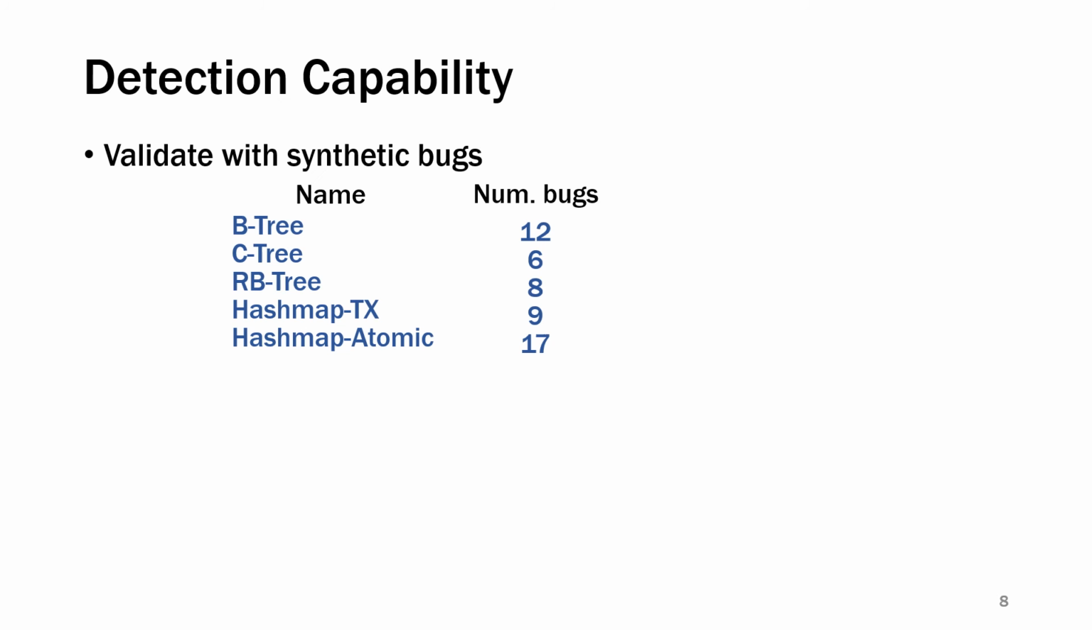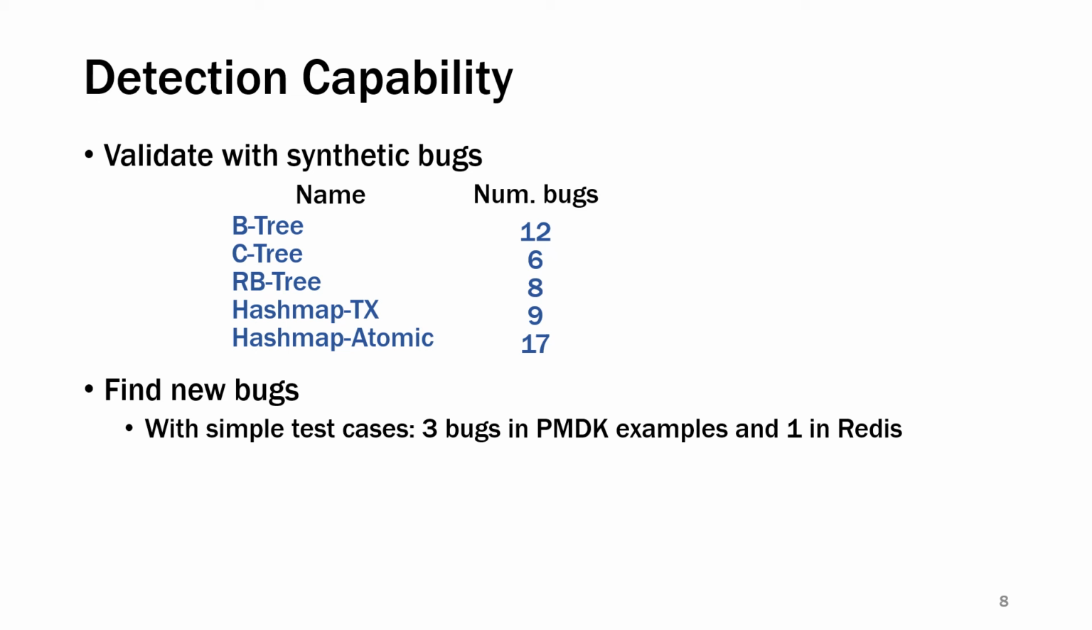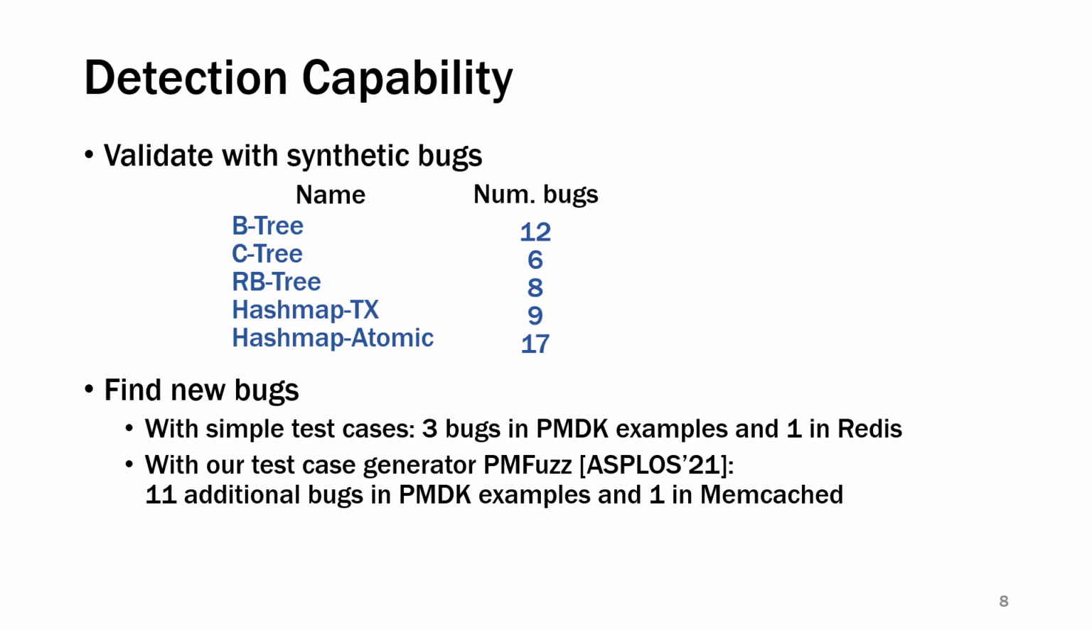To evaluate detection capability, we validate XDetector with synthetic bugs first. We inject these bugs in the micro-benchmarks, and then, during testing, we find new bugs. With simple test cases, such as inserting an item to a key-value store, we found 3 bugs in PMDK examples and 1 bug in Redis. And with our recent work, PMFuzz, a test case generator, we found more bugs. We found 11 additional bugs in PMDK examples and 1 more in Memcached.